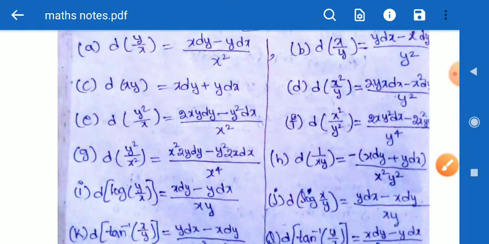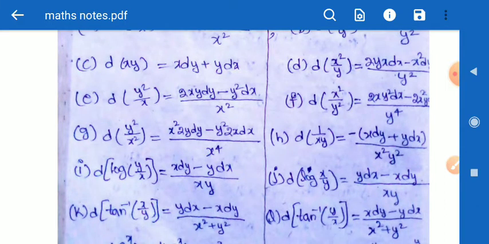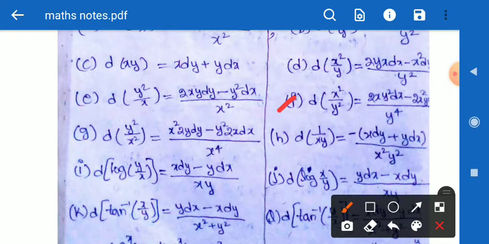Another formula: d of x square by y is equal to 2yx dx minus x square dy by y square. Now another formula, e: d of y square by x is equal to 2xy dy minus y square dx by x square. Now formula f: d of x square by y square is equal to 2xy square dx minus 2x square y dy by y power 4.